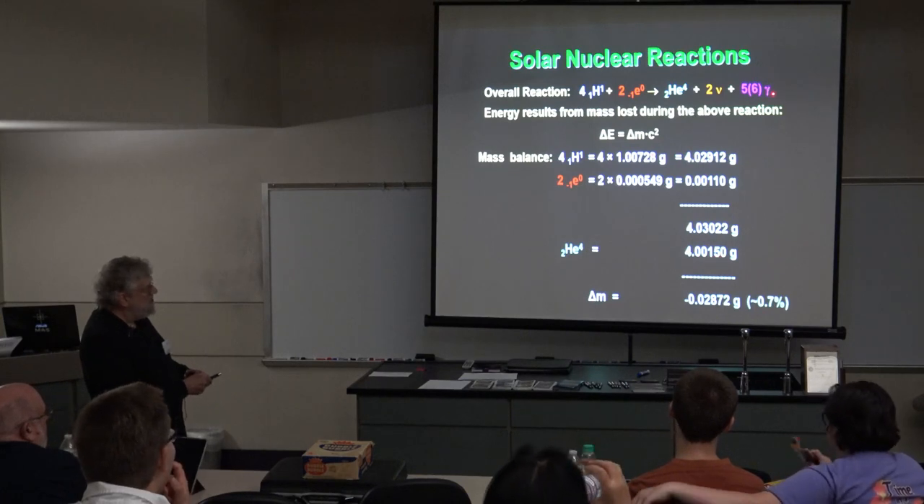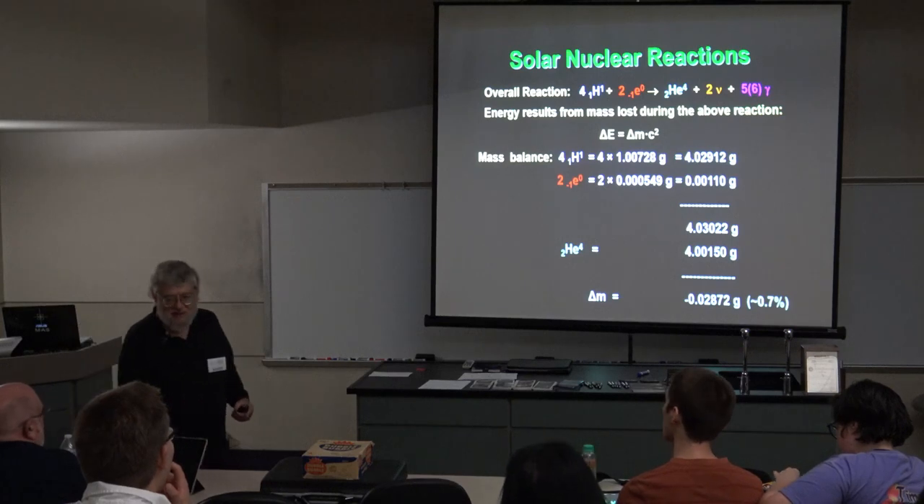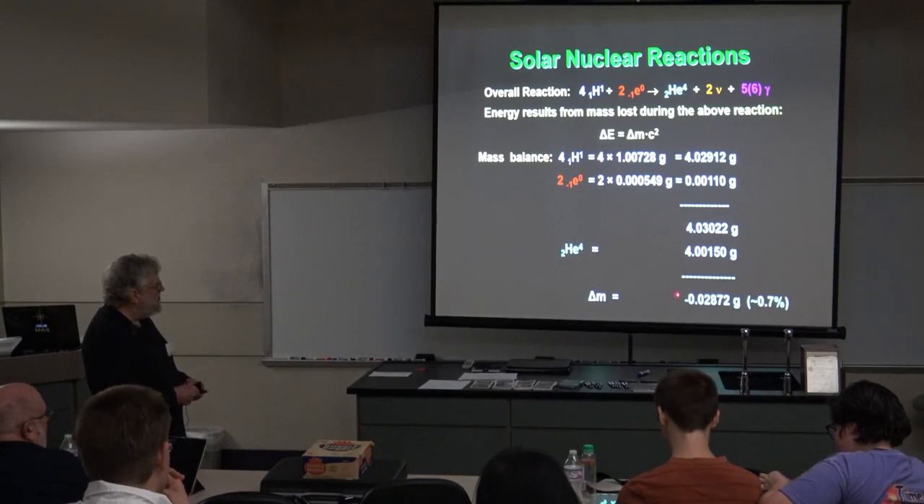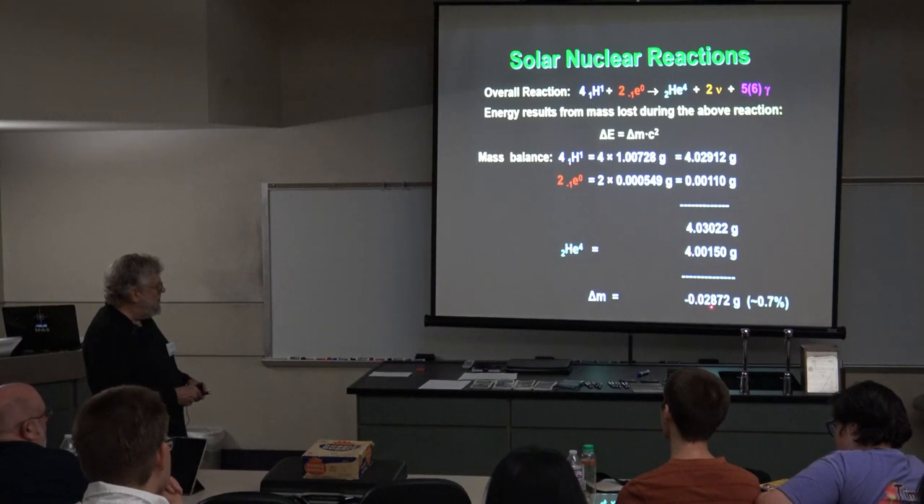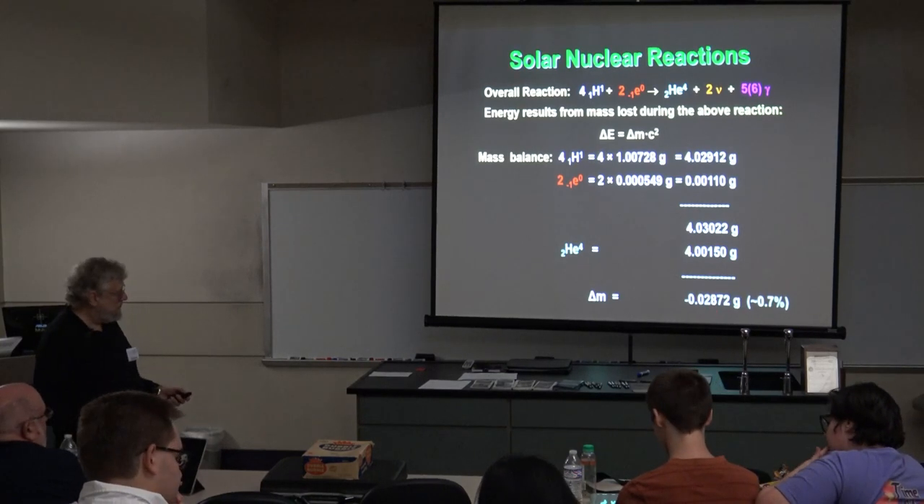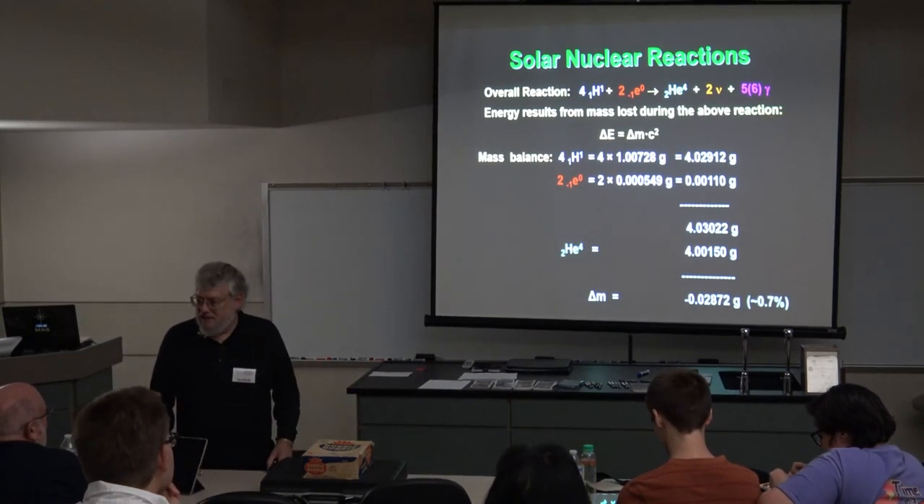The gamma rays are absolutely massless, and the neutrinos are very close to it. So there's a difference. The reaction takes place and that much mass is lost, 0.02872 grams. When you think about it, this is remarkable just right here.